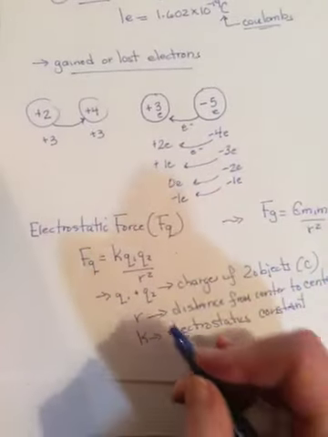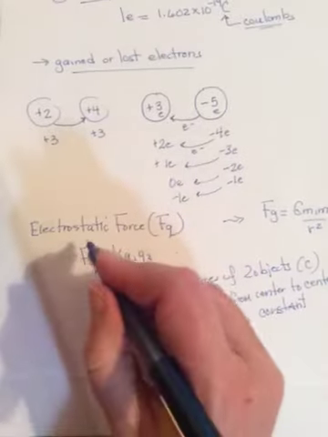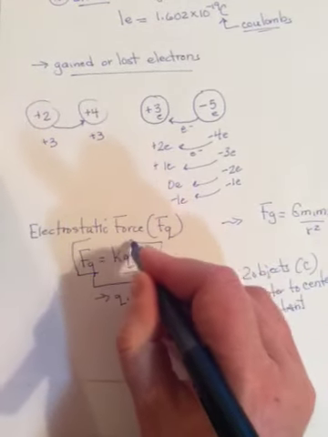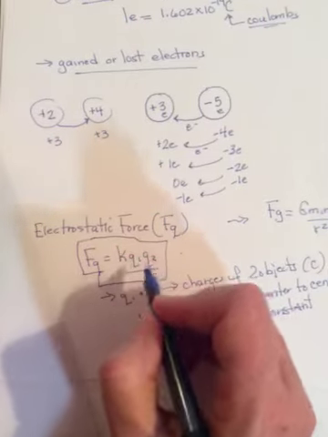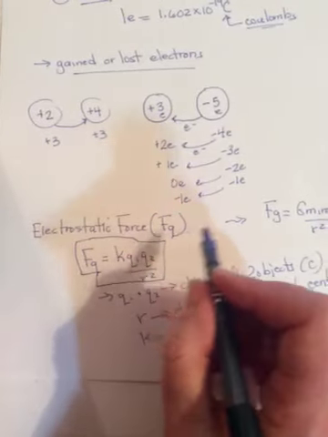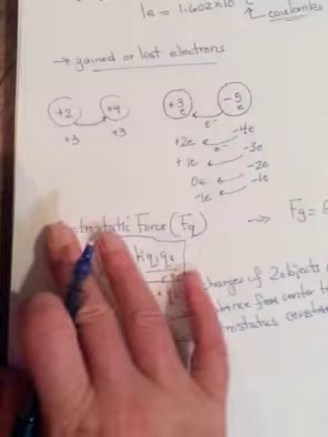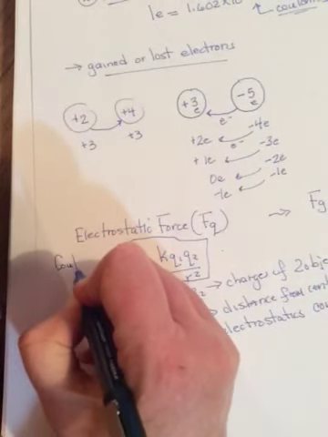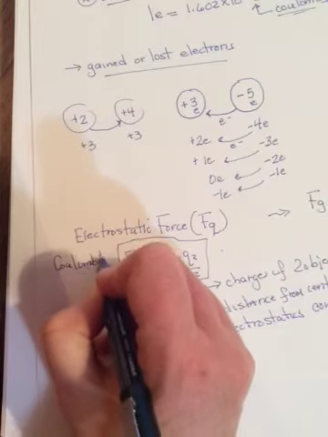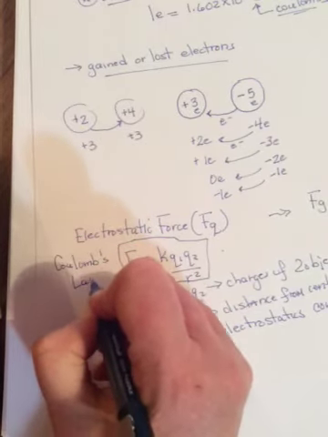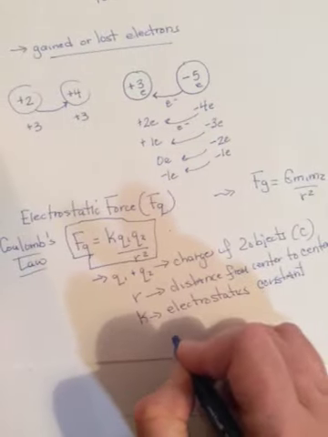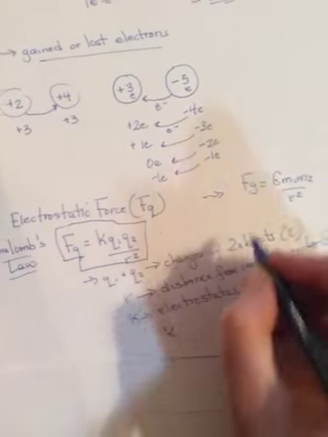Okay, so where the last video left off, we were talking about this equation, which is the equation for calculating the electrostatic force of attraction or repulsion between two charged objects. This equation is actually called Coulomb's law. It's one version of Coulomb's law, really. And the K is the constant, called an electrostatic constant.